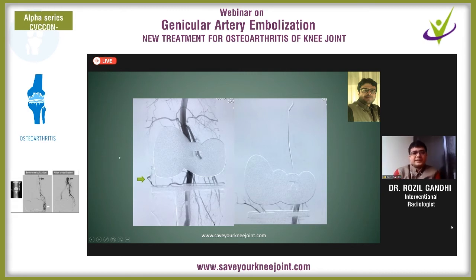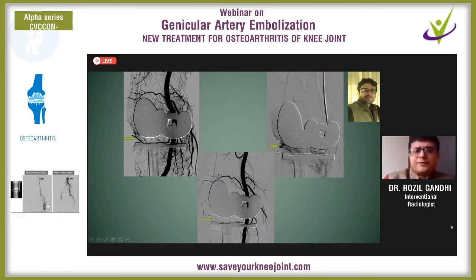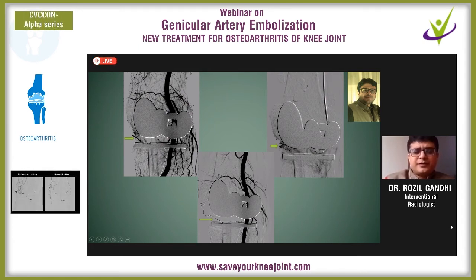We have gone super selectively. This is again the same image showing better. The blush is seen better here. You can see the same image in the angiographic phase, but later the blush is seen better, and this is post-embolization. The rest of the arteries are patent. The main trunk proximally is patent, but the blush is gone.